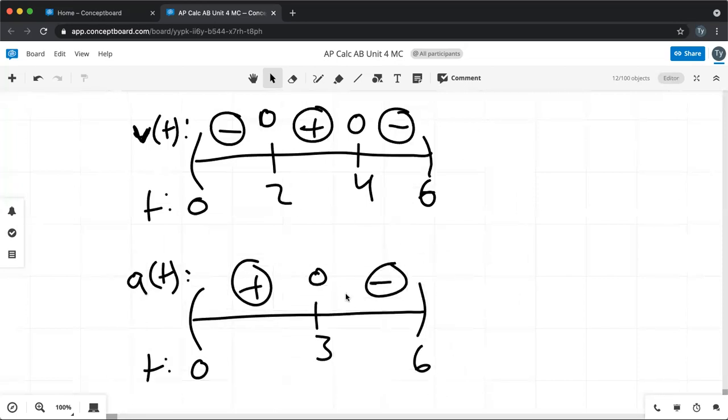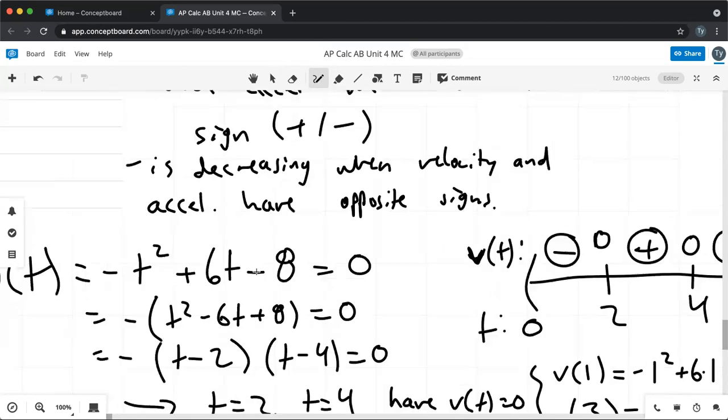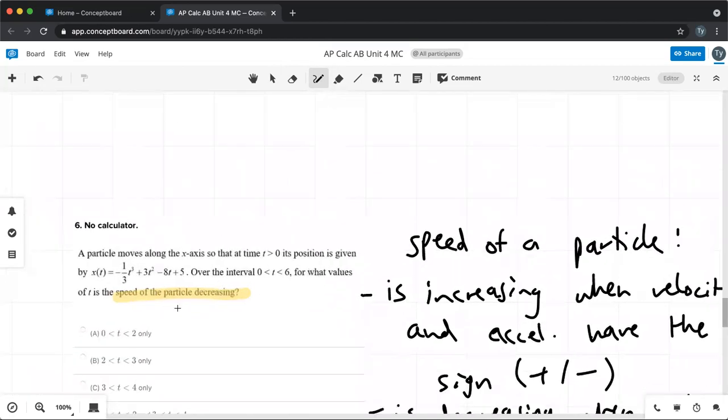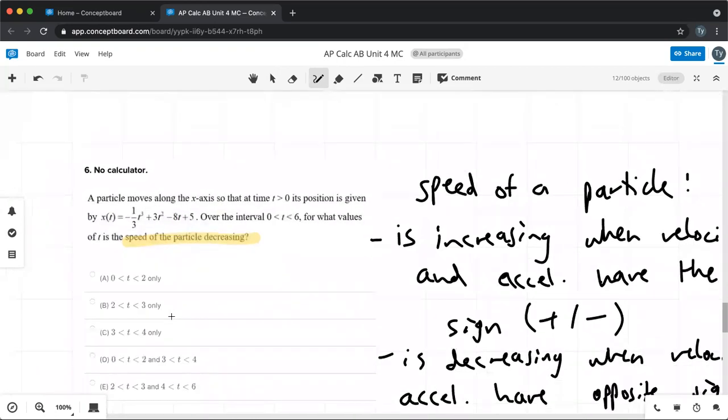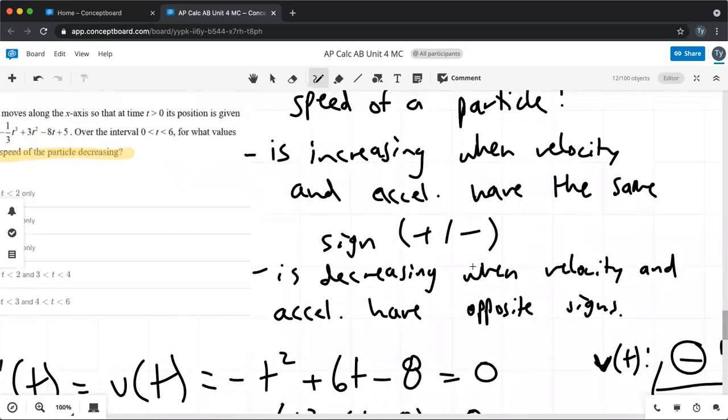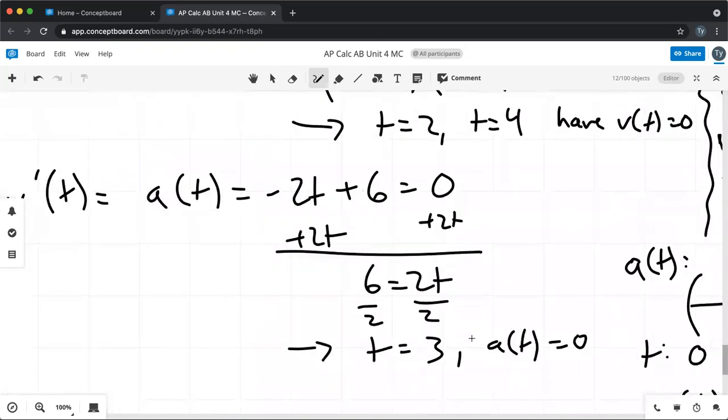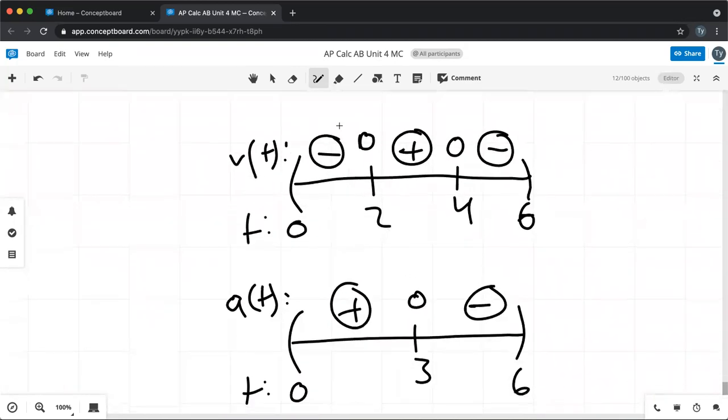Okay, so this is what we're looking at. These 2 pictures tell us the signs of the velocity and the acceleration function on our interval from 0 to 6. That's the only interval we care about. We are looking for when the speed is decreasing. Well, when is the speed decreasing? It's when velocity and acceleration have opposite signs. So we are looking for regions where these have opposite signs.